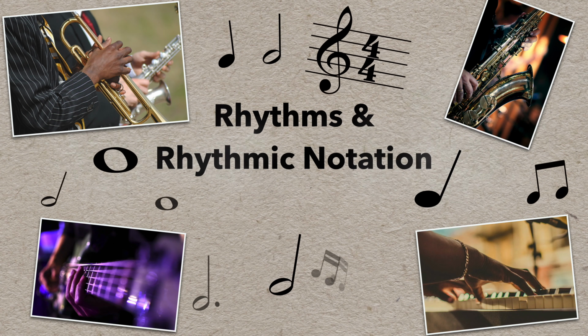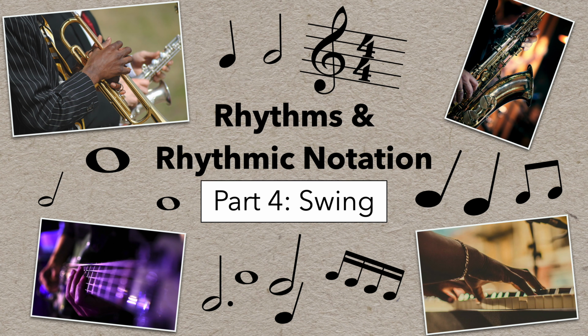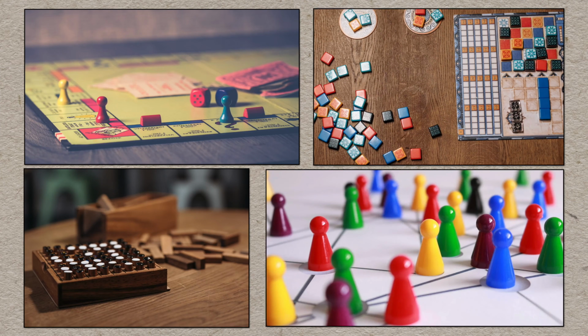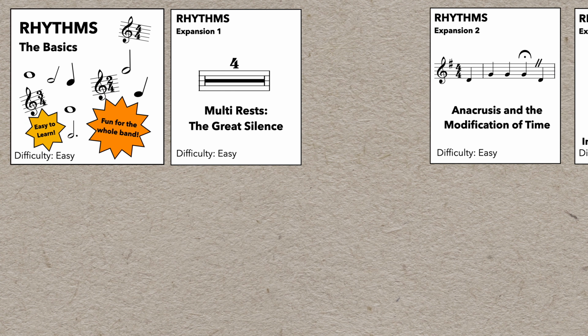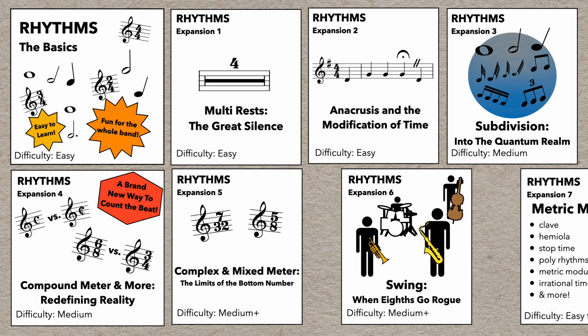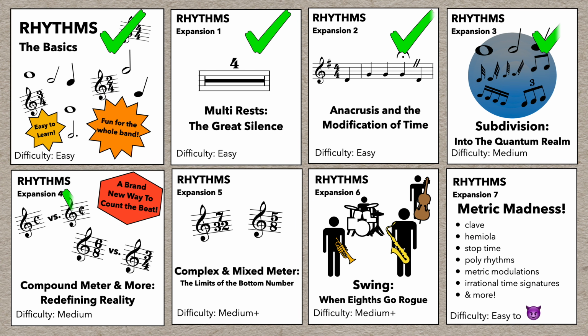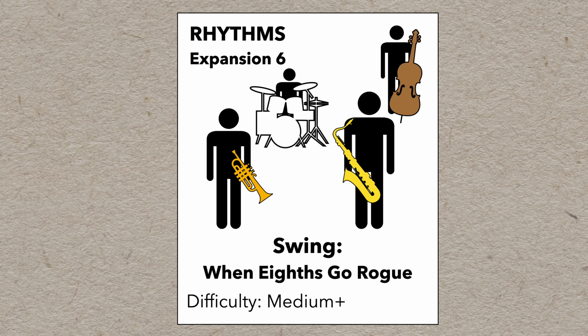Rhythms and Rhythmic Notation, Part 4, Swing. At the start of this series, we looked at how rhythm is almost like a board game, where the basic rules act as a foundation, but you can add expansions that add different abilities and new possibilities. The next expansion builds on a lot of the ideas we've already looked at. It's called Swing, when eighth notes go rogue.